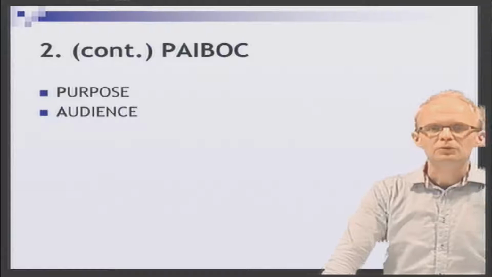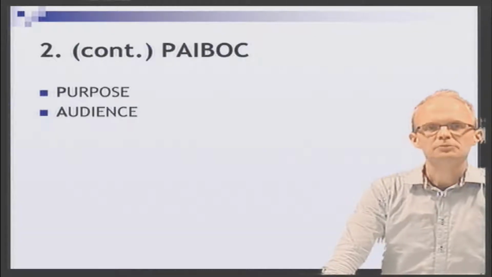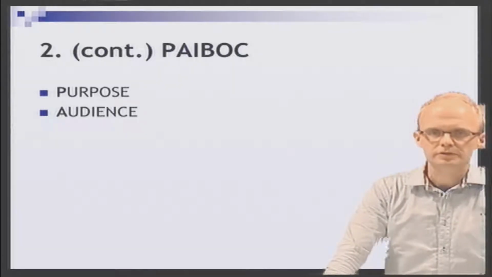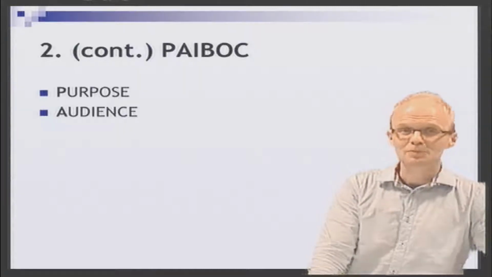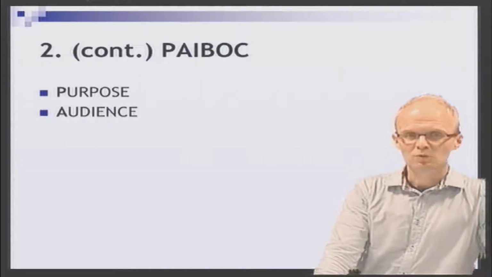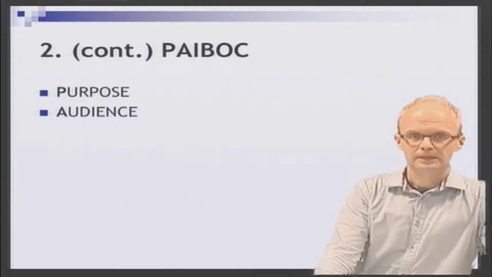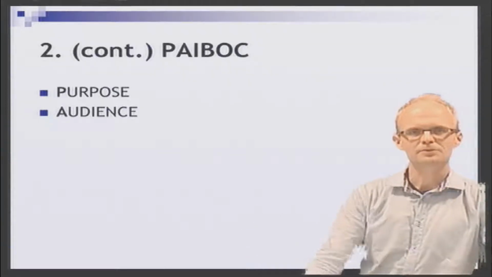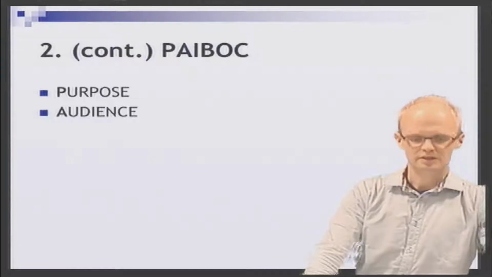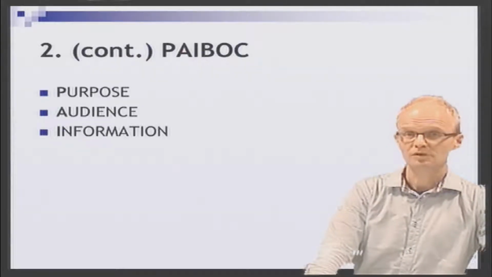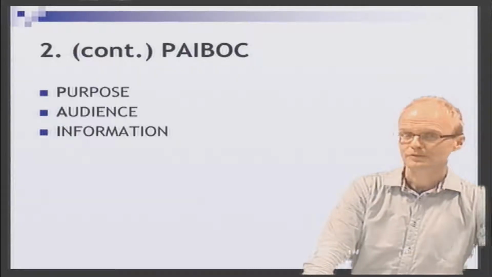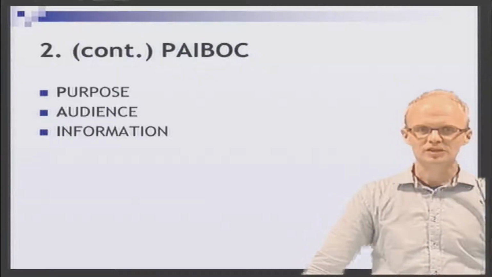Secondly, who is my audience? Who is it that I'm communicating with? Am I talking to children? Am I talking to old people? Am I talking to educated people or uneducated people or whatever? And then they say, on the basis of the purpose and the audience, you need to think about what information to include or what information to not include. Perhaps there is information that I should leave out now.